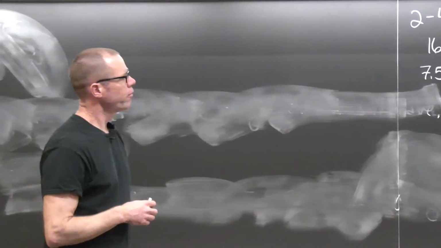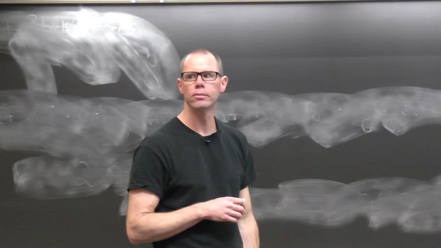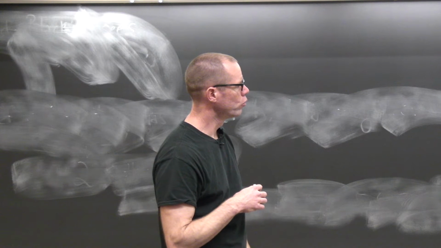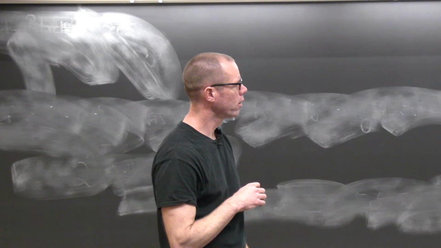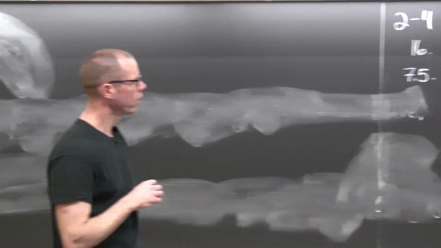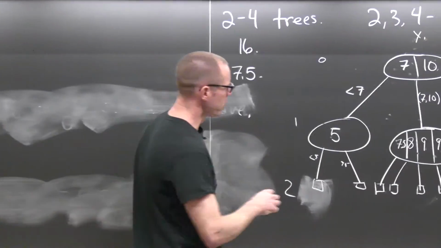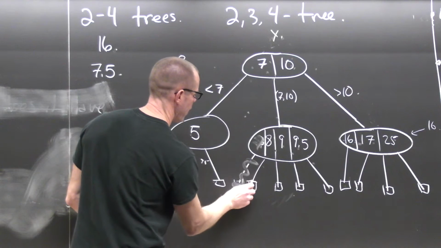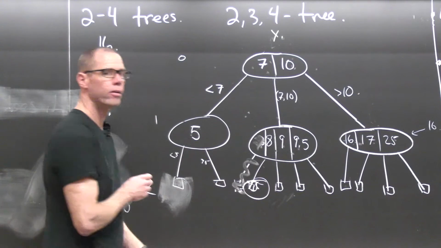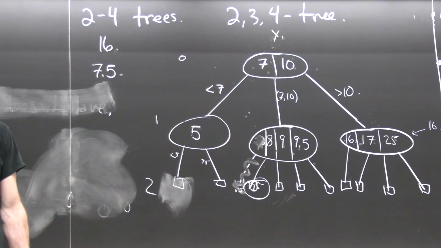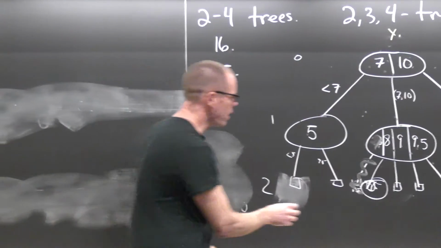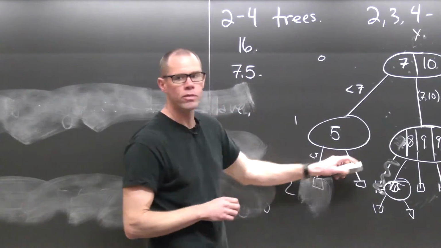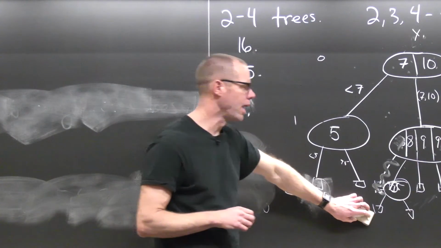What can we do to fix that? Add a new key under 8. What do you mean a new key? Or a new node. So you say put something here. So instead of that, put 7.5 down here. That doesn't work because then 7.5 has 2 leaf nodes under it, and now all the leaves are not at the same depth. So we're not allowed to do that.